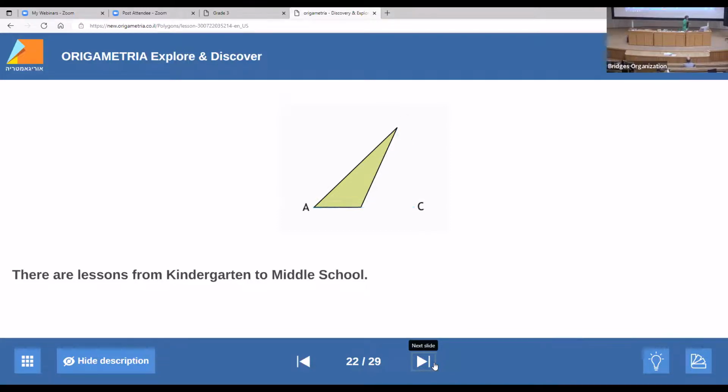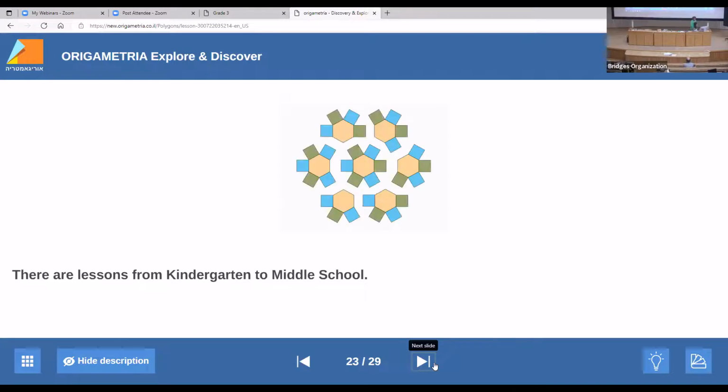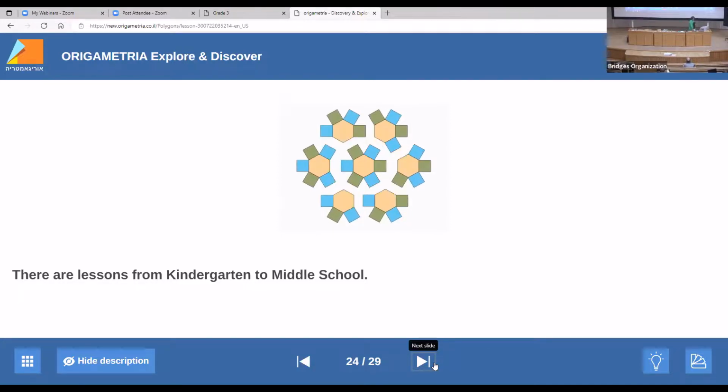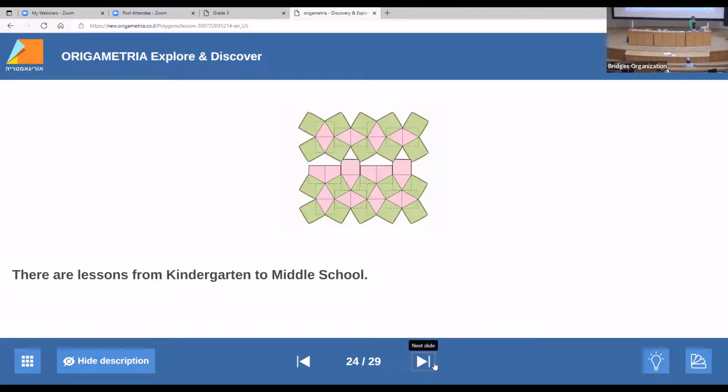Like this one, they make a fingernail, and they learn about the height of a triangle. Or here they do tiling. It's 5th grade usually. So the fold, they make this tiling. Beautiful lesson, this one. Or this kind of tiling.